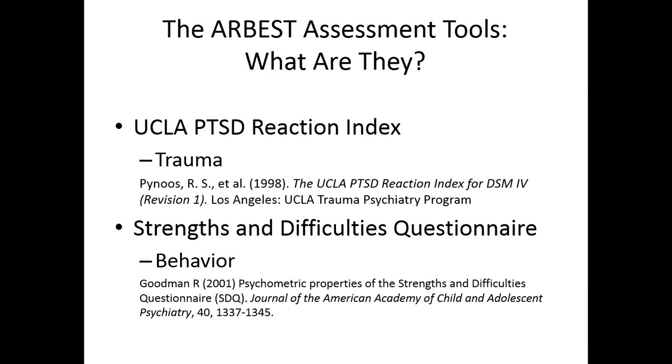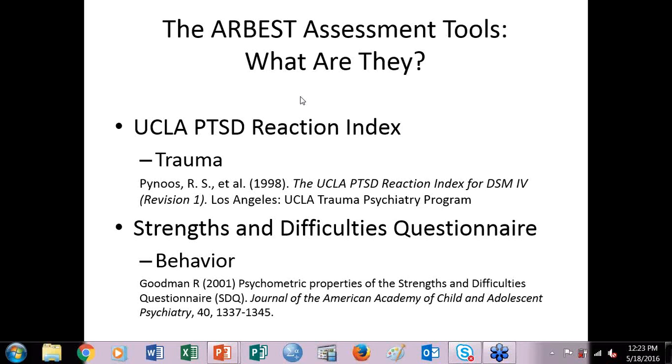The first one, I'll just explain which ones they are. On our website, we have the UCLA PTSD Reaction Index. I encourage you to Google these and do your own research. But the UCLA is the one we use for assessing trauma. And this is the version that's mapped for DSM-4. ARBEST has been grandfathered into using this instrument. Now, I think the DSM-5 version, you have to pay for. We're not able to use it just yet.